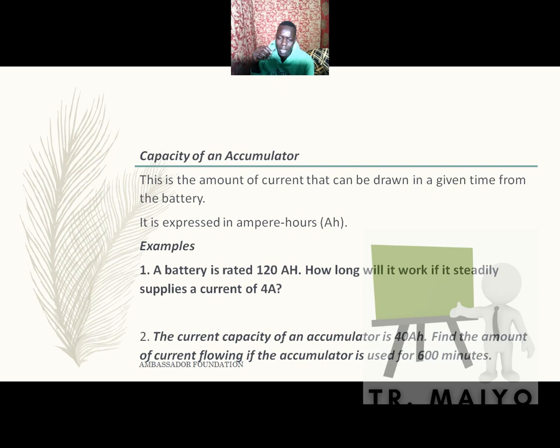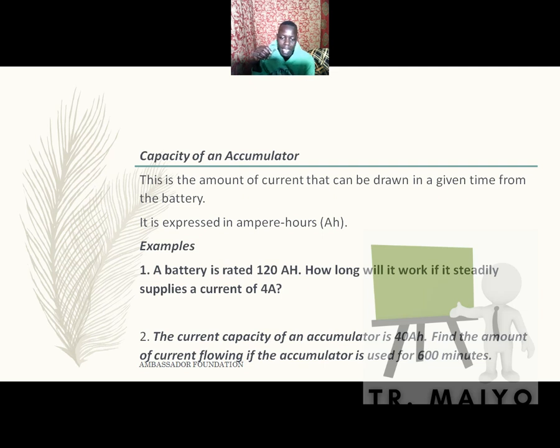Look at this example here. A battery is rated 120 ampere hour. How long will it work if it steadily supplies a current of 4 amperes? How long? So we are looking for time. If the capacity is given by current times time in hours, and now we are asking for time, it's going to be the capacity, which is 120 over 4. You get 30 hours, not seconds.